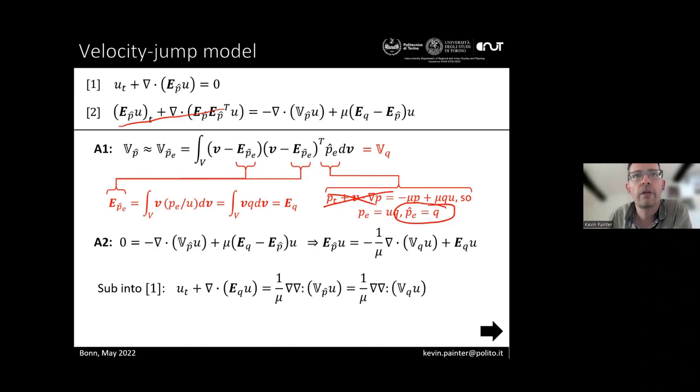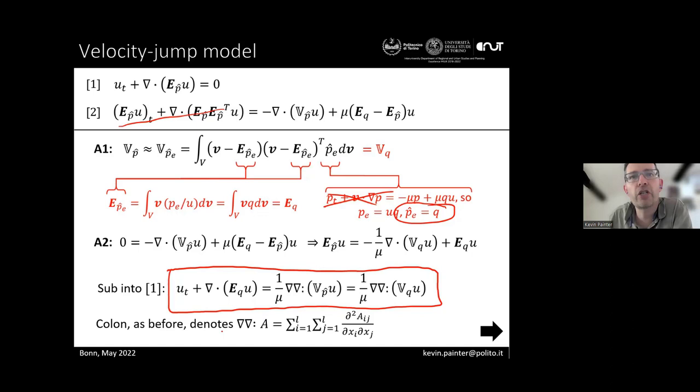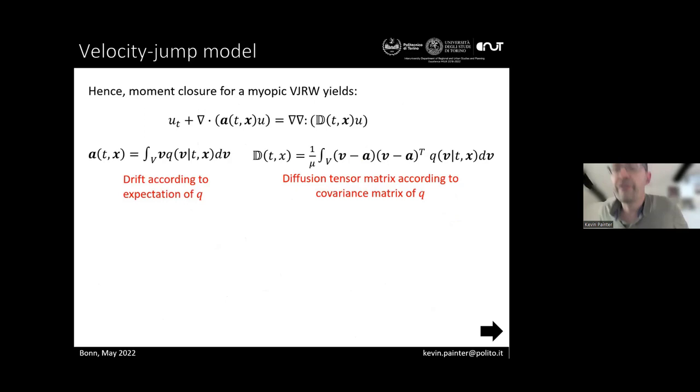the resulting equation is this one here. If this is looking familiar, that's because it is very similar to what we got from the position jump random walk model. The notation here is absolutely as before. This colon is the double summation over second derivatives. So the macroscopic model as a result of this moment closure is that same drift anisotropic diffusion type model of earlier, but now obtained from this velocity jump random walk model. We get a macroscopic equation with a drift based on the expectation of my turning distribution Q.